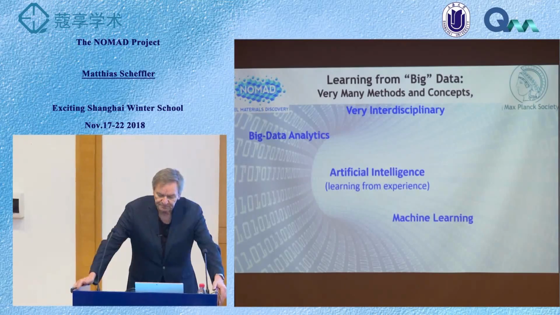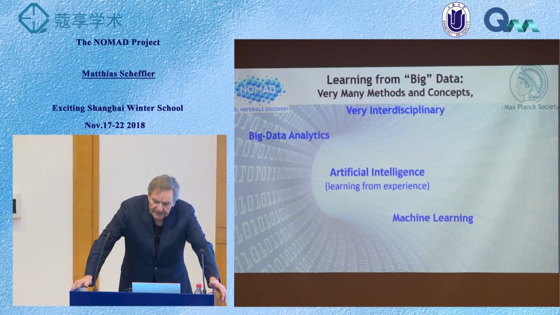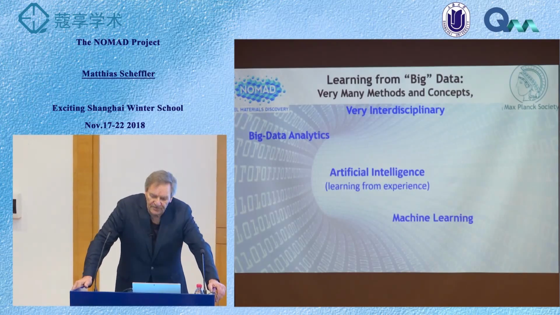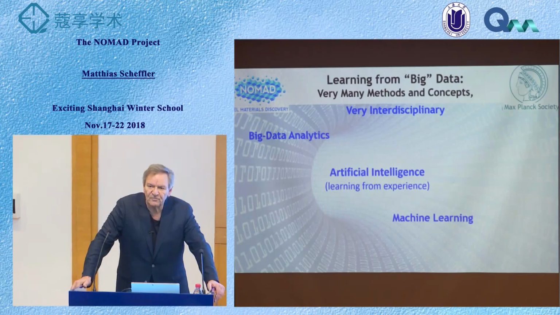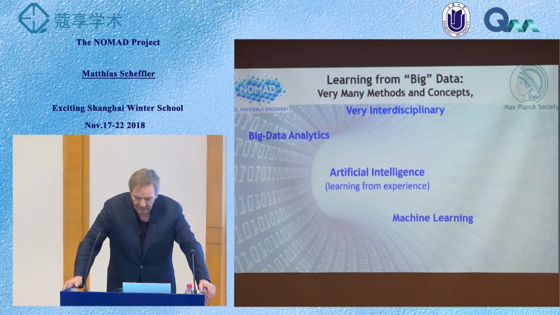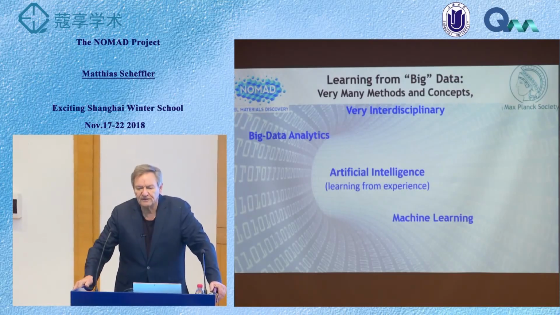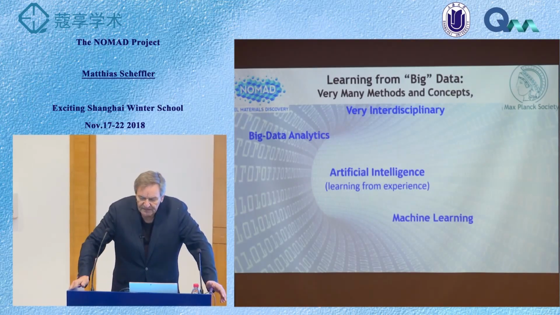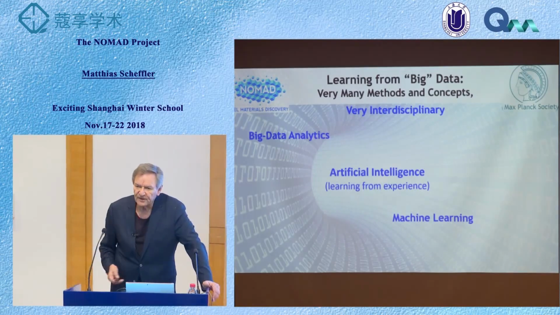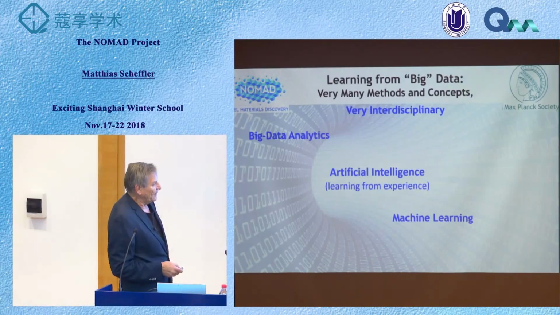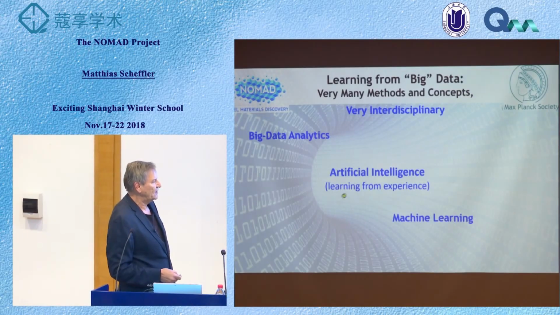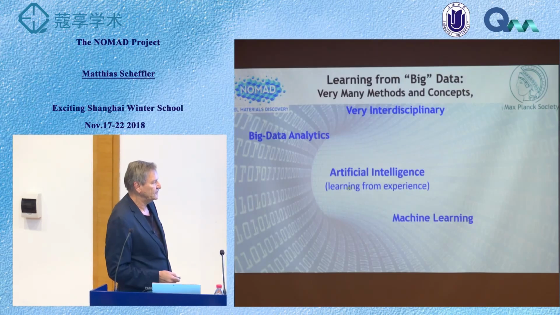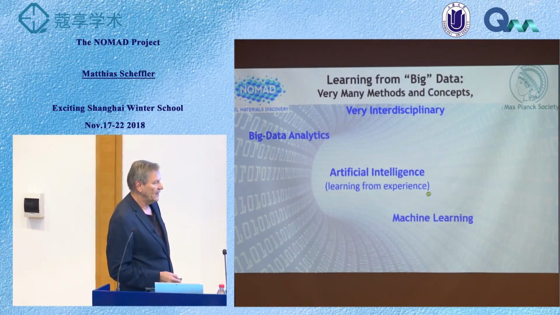So learning from big data means, in fact, there are many methods and many concepts, and that's what I felt makes it very interesting. I worked my whole life on electronic structure theory, basically DFT, and also excited states to some extent. But this is a completely new field, and it's very interesting because there are very different concepts. There is one umbrella expression which is called artificial intelligence, which in fact means learning from experience. I feel this is really the best umbrella term.